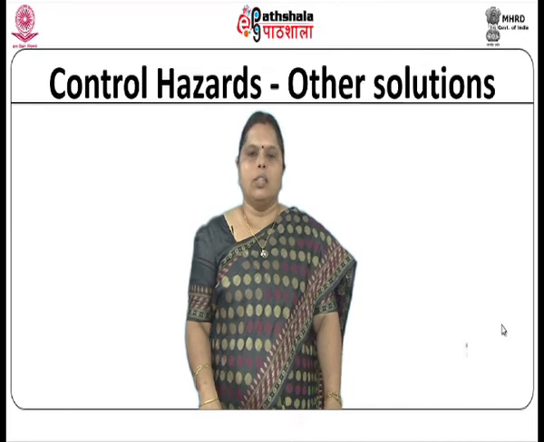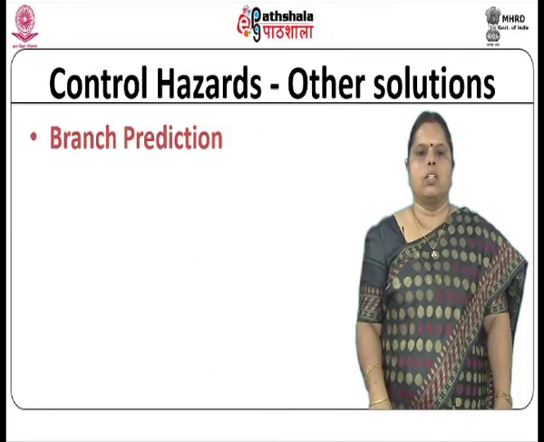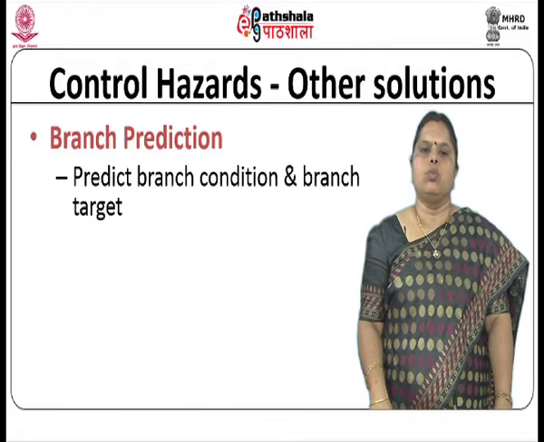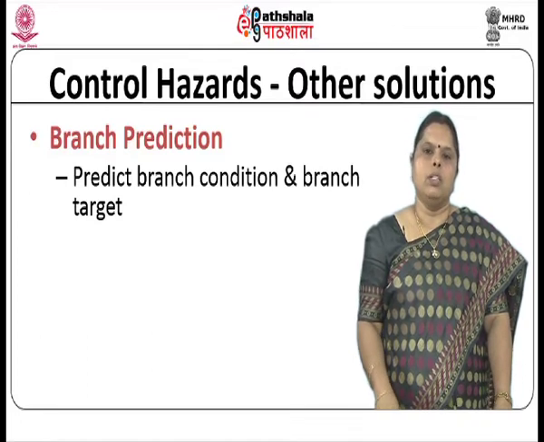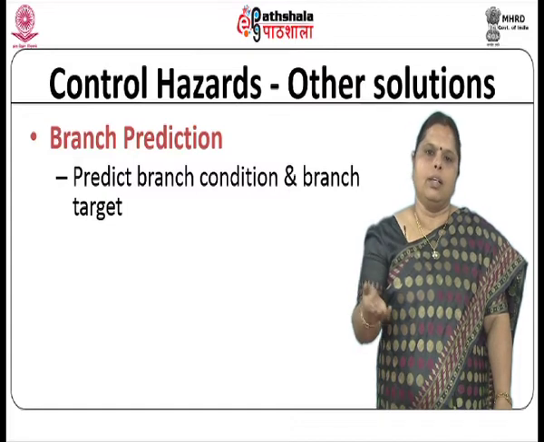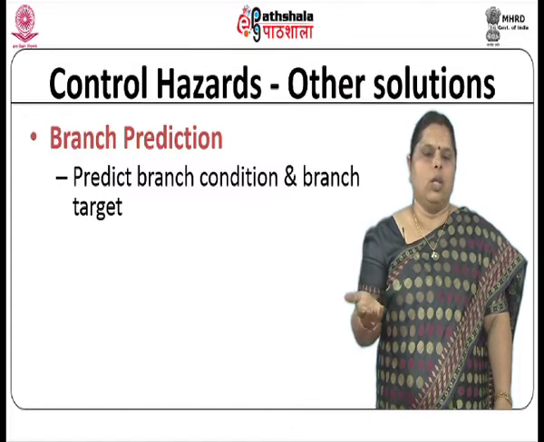So we look at other solutions for your control hazards. A very effective solution is doing branch prediction. As I already pointed out, the branch has only two outcomes. The branch can either be taken, or the branch will not be taken.